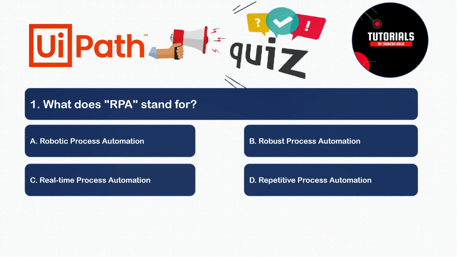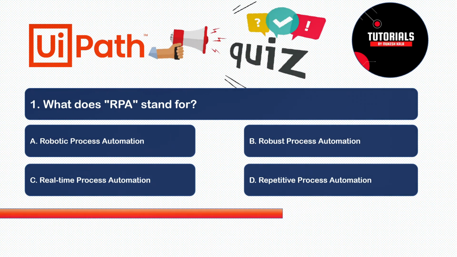What does RPA stand for? So you have to tell me, what does the word RPA stand for? Is it option A, robotic process automation, option B, robust process automation, option C, real-time process automation, or option D, repetitive process automation? Okay, so your 5 seconds starts now.